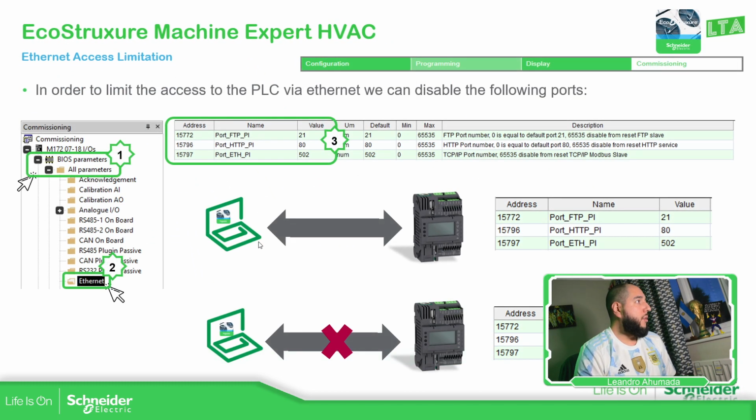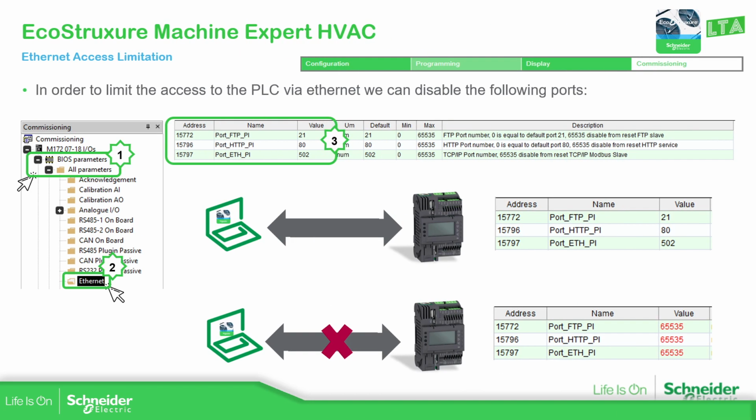So in the configuration of the parameters, the BIOS parameter, we have three main variables that we can configure in order to limit the access, as you can see here on the screen. We have these three for the FTP, HTTP, and Ethernet. These three will allow me to have access or not to the PLC. If we use these three values, it means that it's going to work fine. This is the standard.